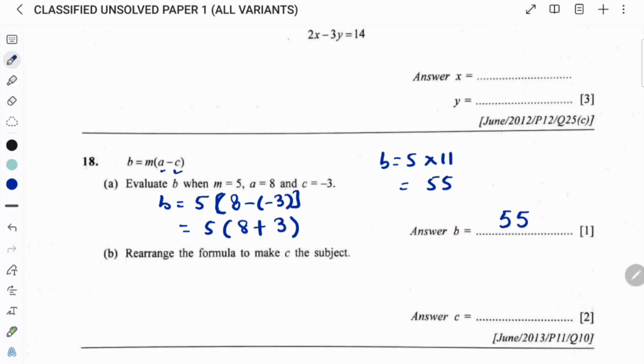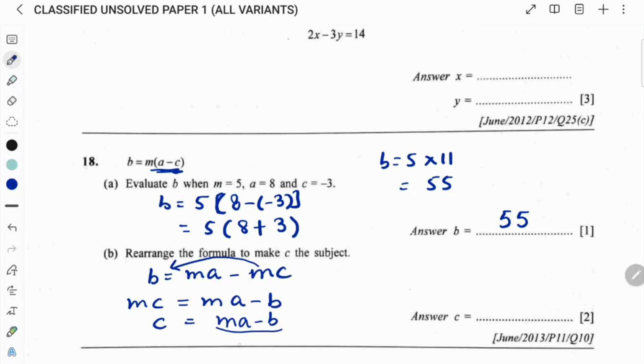Part B, rearrange the formula to make C the subject. So M times A minus C is equals to B. You can write this as B is equals to MA minus MC. All right, you just multiply M with both of them. So MC is equals to MA minus B. I just move it to this side to make C positive. Okay, so C is equals to MA minus B over M.